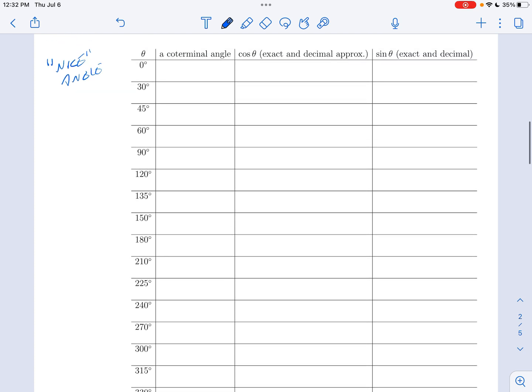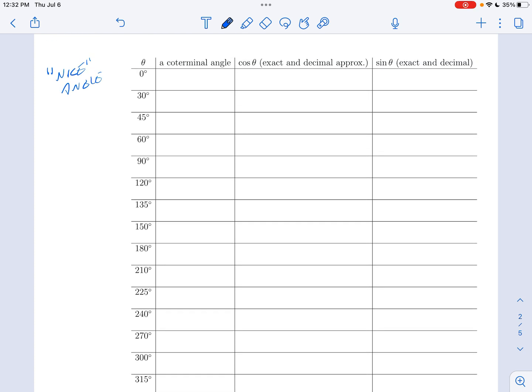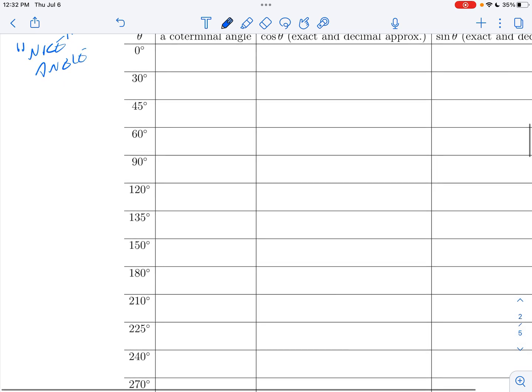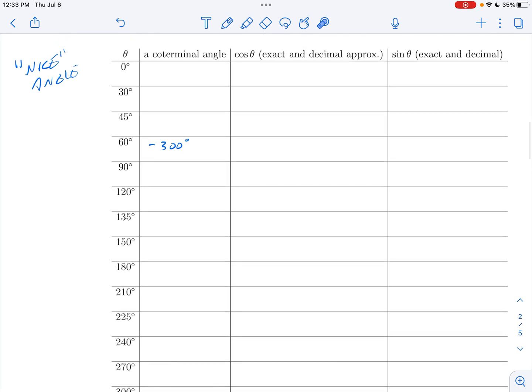So in this table, I want you to first give a coterminal angle. So for example, if you were doing 60 degrees, you might just want to make a note that, oh, that's actually the same as negative 300 degrees, because going 60 degrees forward is the same as going 300 degrees backward. Obviously, there are multiple answers you can put in this column. And then figure out what is the corresponding cosine and the corresponding sine.